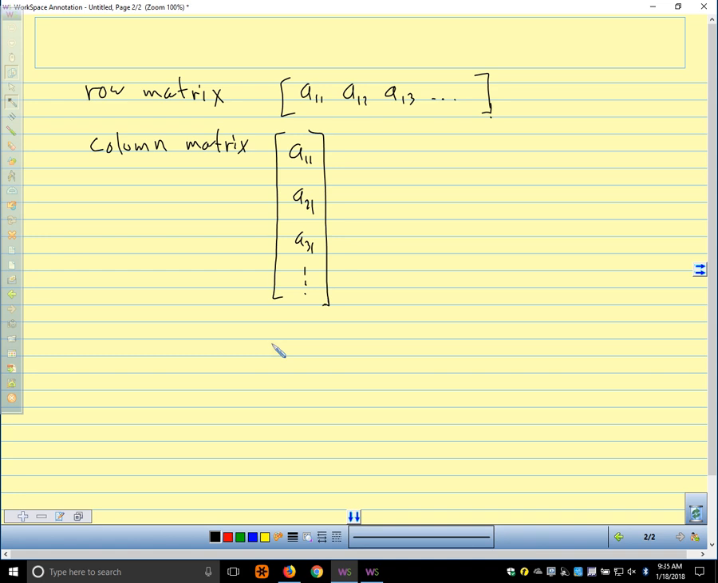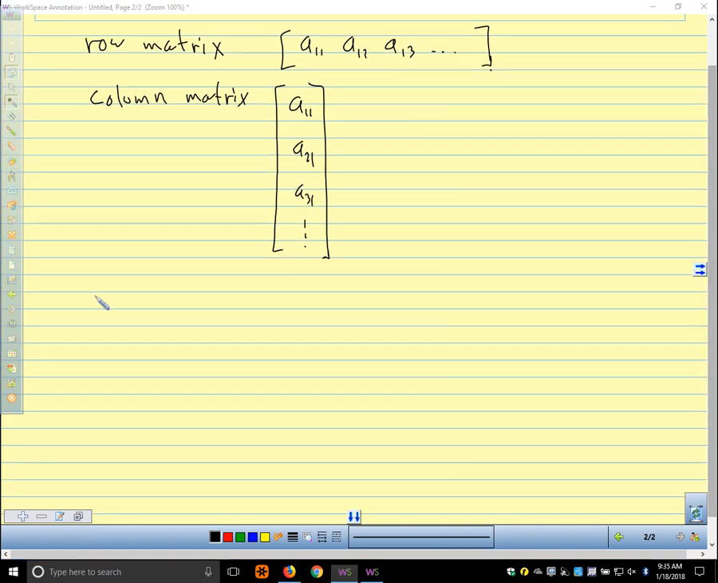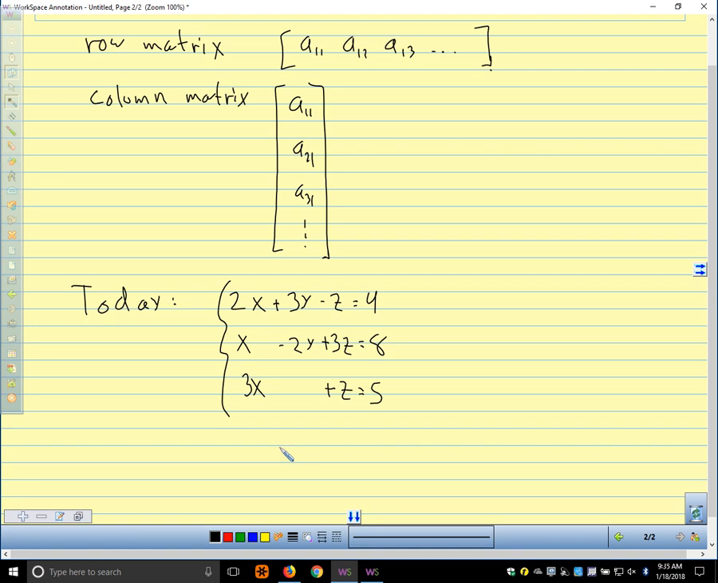And what we're going to do today is turn our systems of equations into matrices. Then we're going to solve our system of equations using the same operations that we did to solve our system of equations, but we'll have our equations in a matrix. So for example, today we're going to take something like 2x plus 3y minus z equals 4, x minus 2y plus 3z equals 8. I'm just making up these numbers. 3x plus z equals 5. So this is our system of equations.